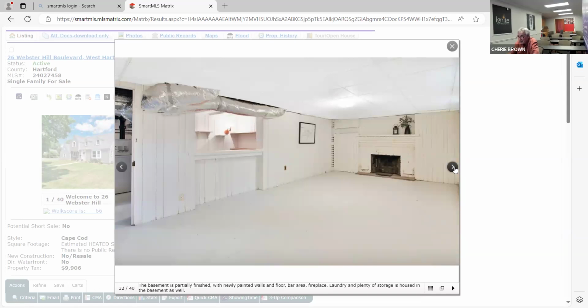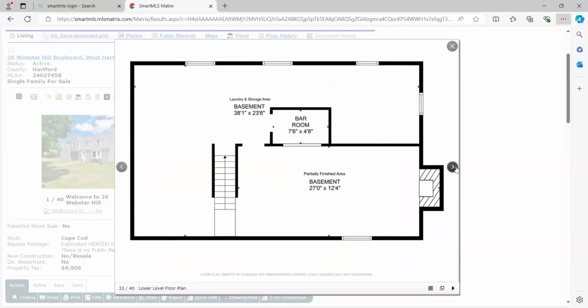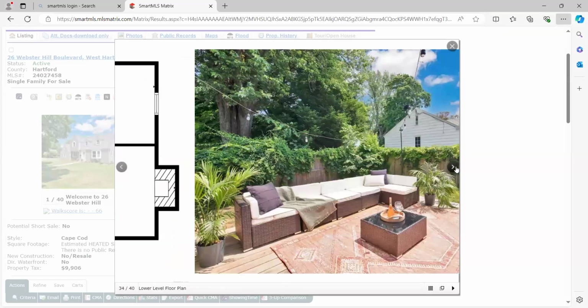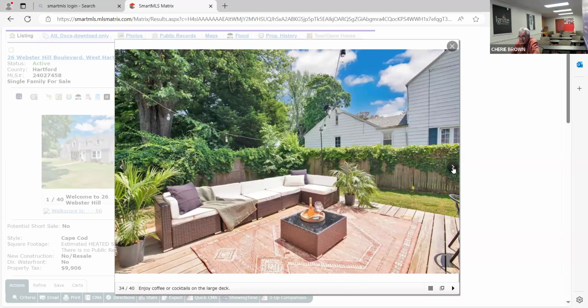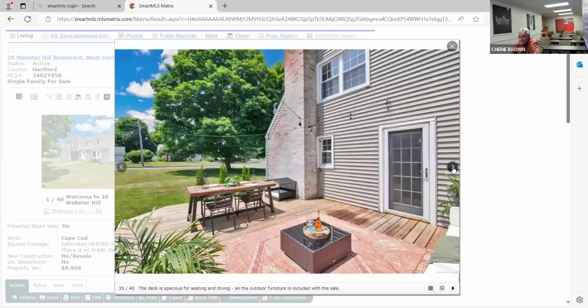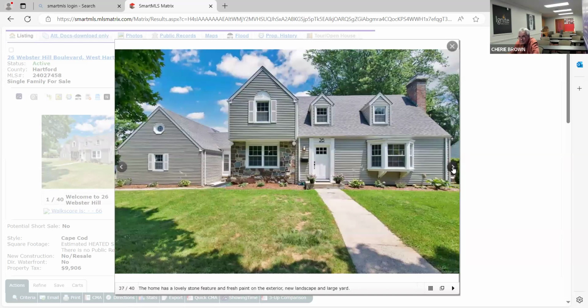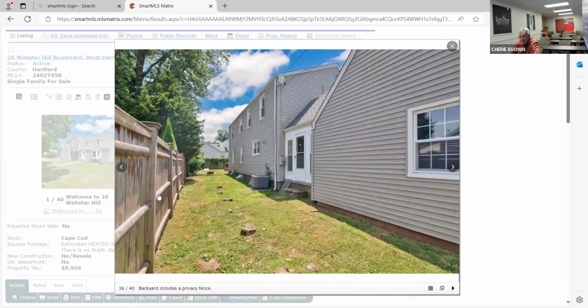Somewhat of a finished lower level. Good place to throw the kids. Side deck area. They had some trees taken down here.